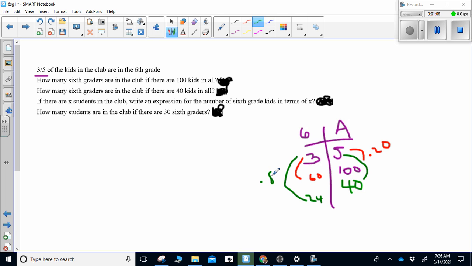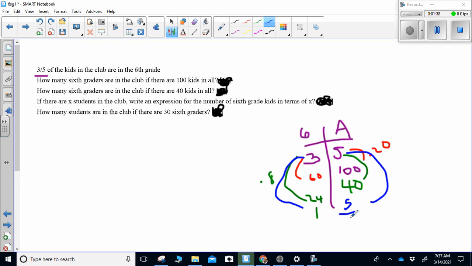Okay, the next question is a little trickier. It says that if there are X students in the club, write an expression for the number of 6th grade kids in terms of X. So when I see a question like this, I'm thinking unit rate. So I'm going to do both of my unit rates. I'm going to put 1 here, and then I'm going to think about what I need to do to 3 to make it be 1, divide by 3, divide by 3. So 5 divided by 3 is 5/3.